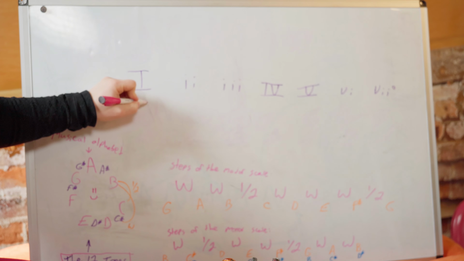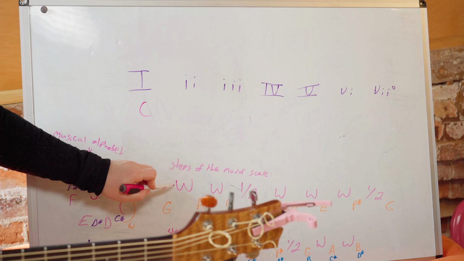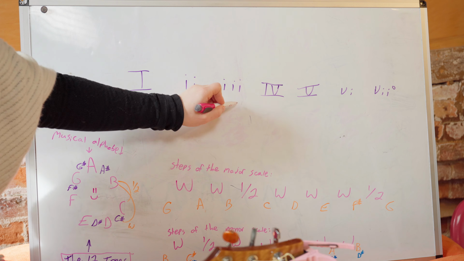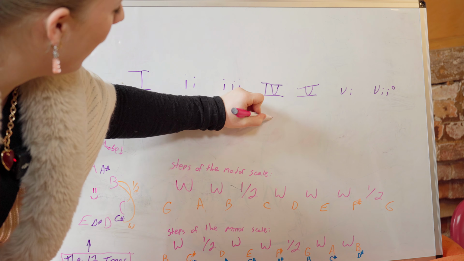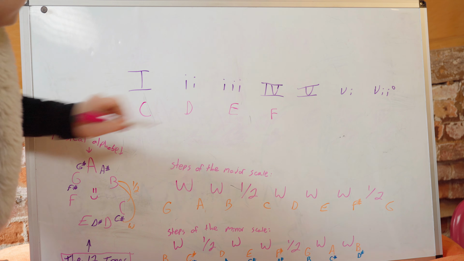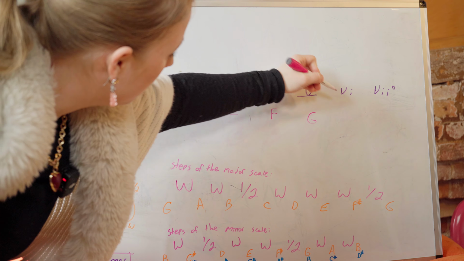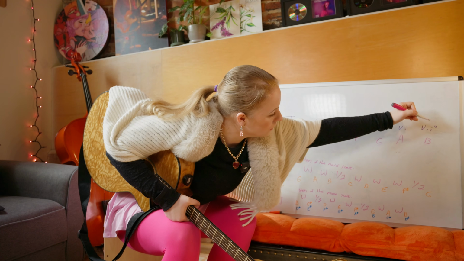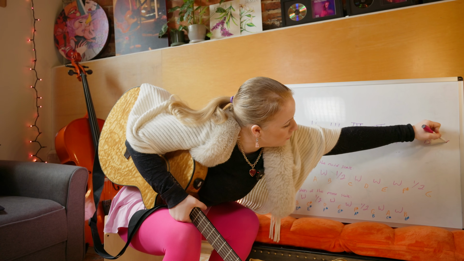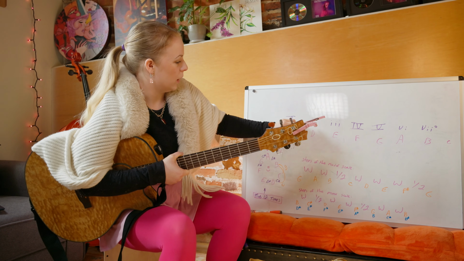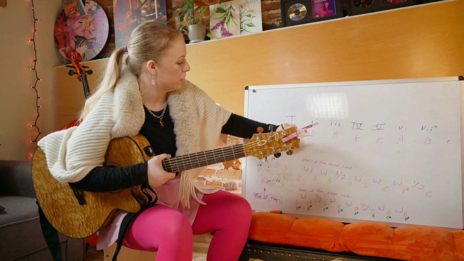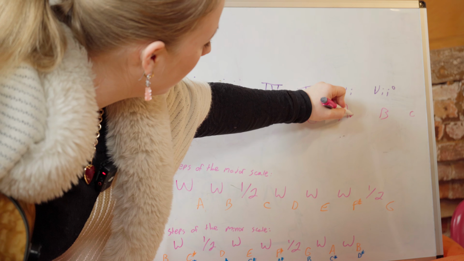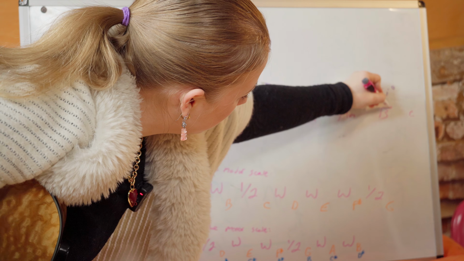The key of C starts with C, we know that. We go one whole step first, another whole step to E, a half step to F, a whole step to G, whole step to A, whole step to B, and then back to C with a half step. Then we go in and fill in our minor chords with the lowercase numerals, D minor, E minor, A minor, and we do our one diminished chord.